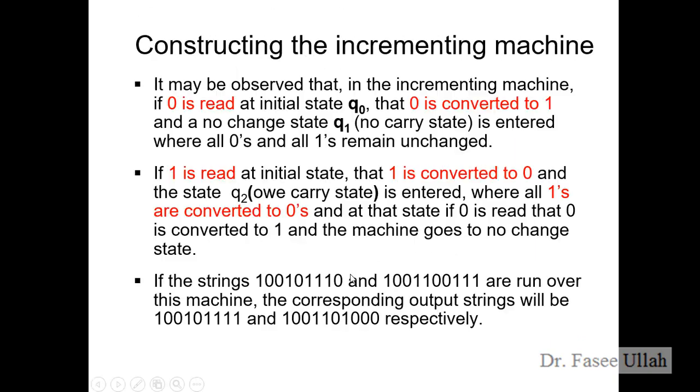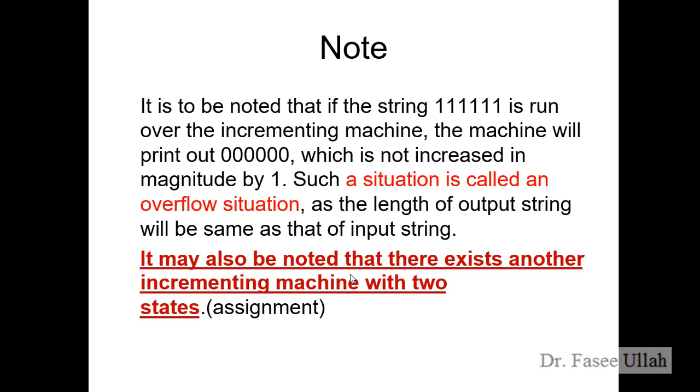Keeping this diagram in mind as well. It is to be noted that if a string has all ones and we run the increment machine on it, then that machine is said to overflow. It will automatically produce zeros, because there is nothing left to be applied on this machine. In such a situation we have the overflow status of the machine. Further, in the increment machine we also have two states. This is the assignment, so I will ask about it in the next class.